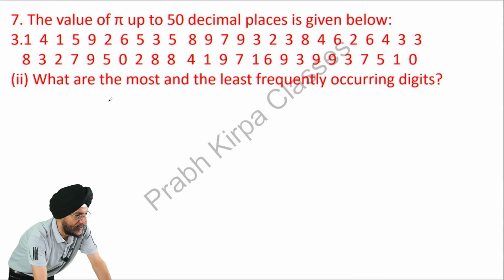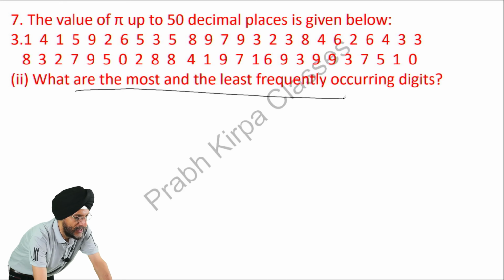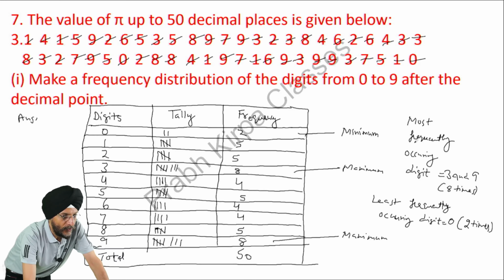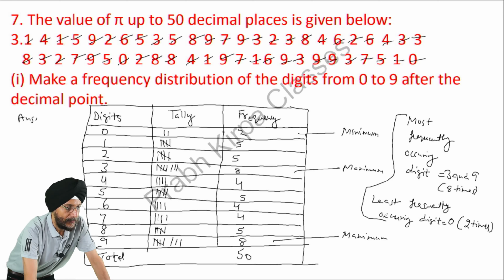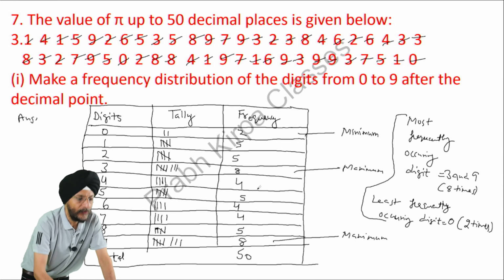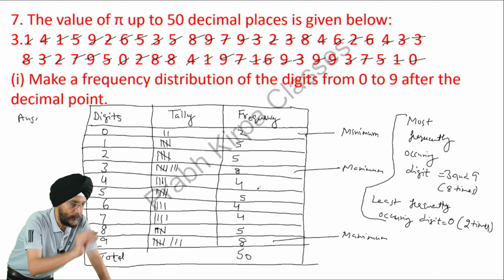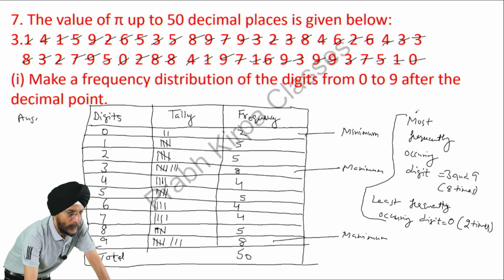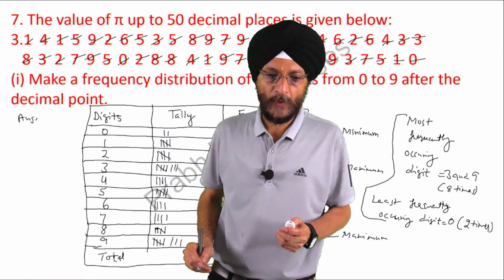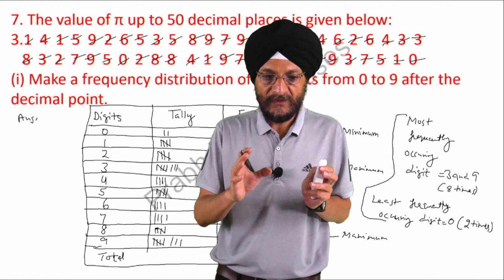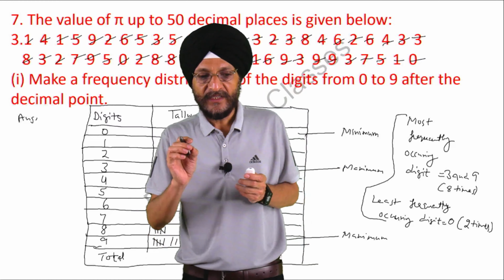So this was the question, what are the most and the least frequently occurring digits, and now we have solved it here, because without seeing this table we would not have been able to give the answer, while when you are appearing in the exam you are to write this after the table. Hope we have been able to clarify this question in a very simple manner.